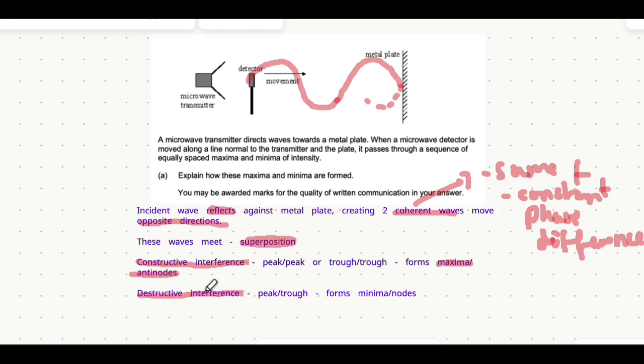The other type of superposition is destructive interference, which is when a peak of the incident wave meets the trough of the reflected wave, or vice versa. And because of that, they cancel each other out. Like here, that's the case that I've drawn here. The peak of the incident wave will meet the trough of the reflected wave. That'll cancel each other out, and there'll be a period where there's almost no vibration, otherwise known as minima or nodes. That's pretty much everything you have to write here, and this would be pretty much a 6-mark answer actually.